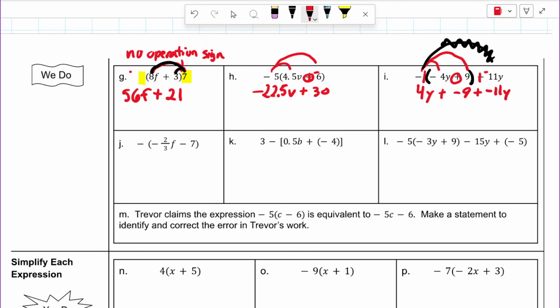And now I can see from my previous lesson that I can combine like terms because I have all addition signs. I'll put my y terms together. 4 plus negative 11, a t-chart for some of you is going to be a good tool. Bring the 4 across and subtract, and I'm on the negative side. It's negative 7y plus negative 9.